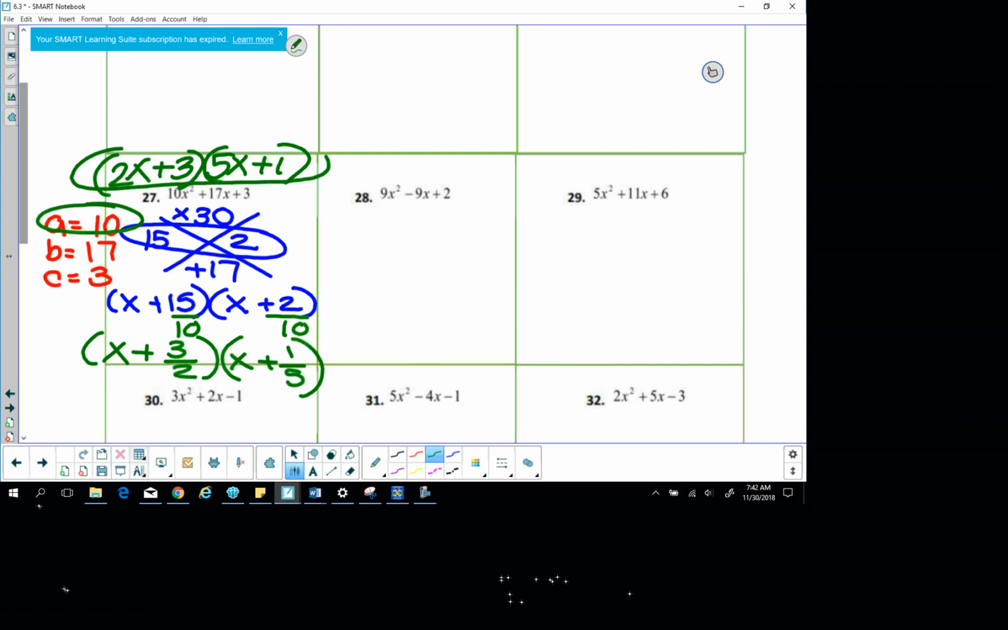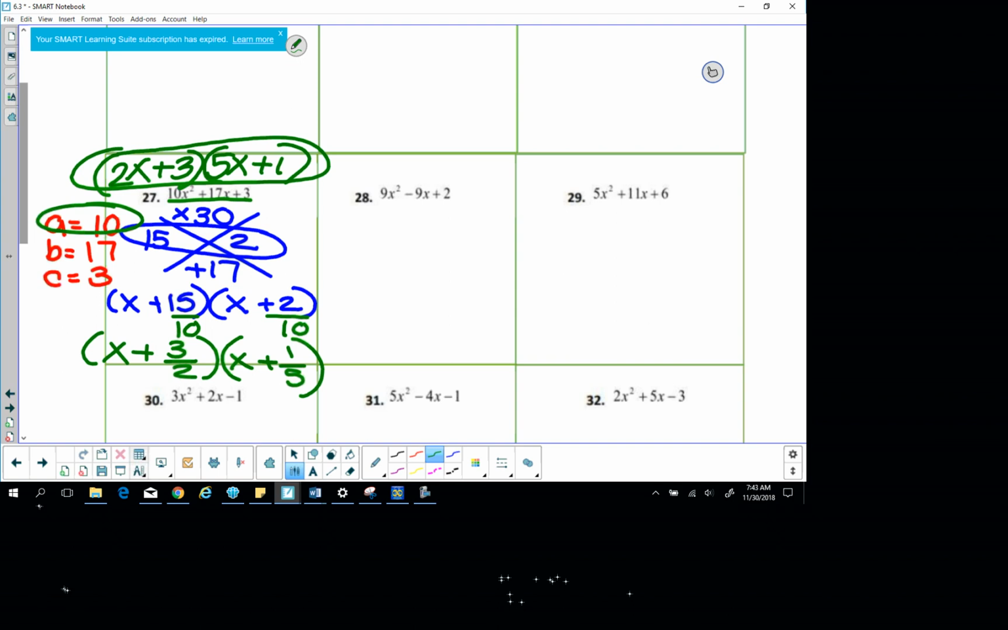And remember, to check your work, you just work backwards. You do the box method, FOIL, distributive property. And if you were to do that with that, you should get this answer. Does that make sense? Okay.